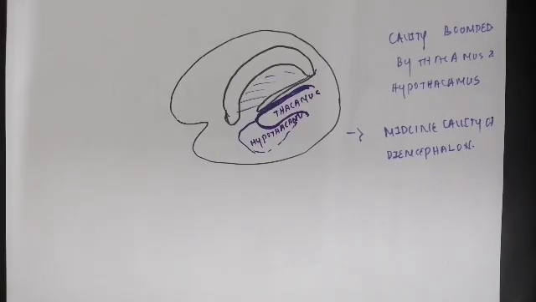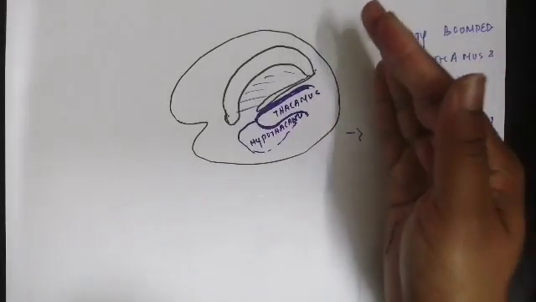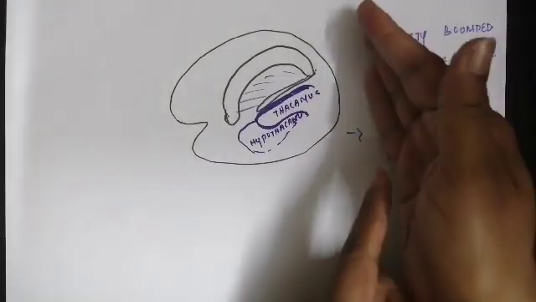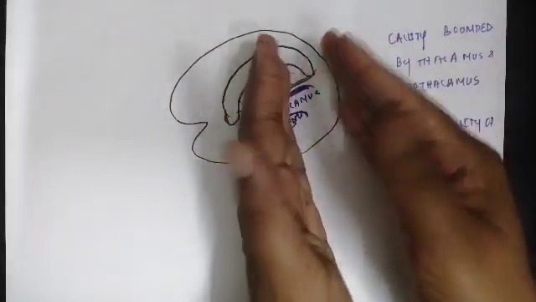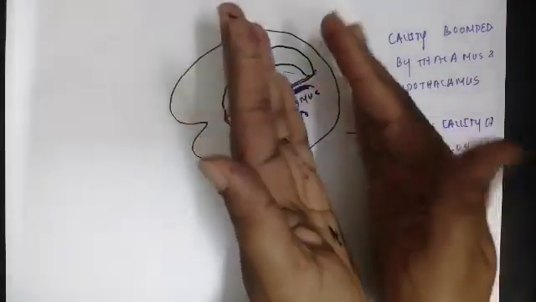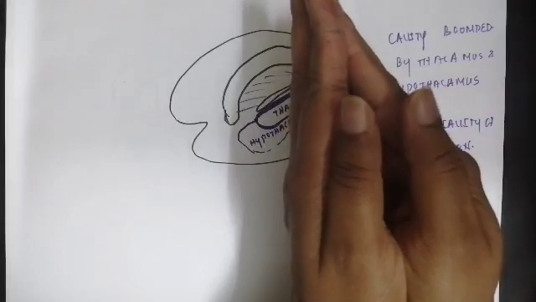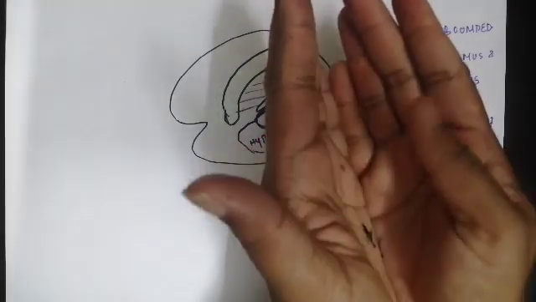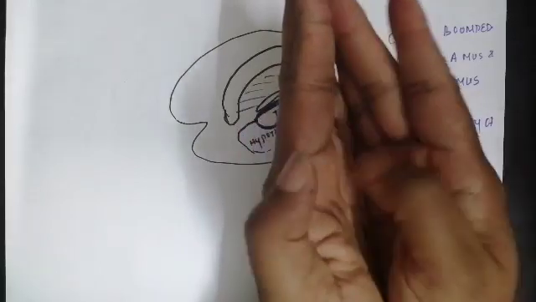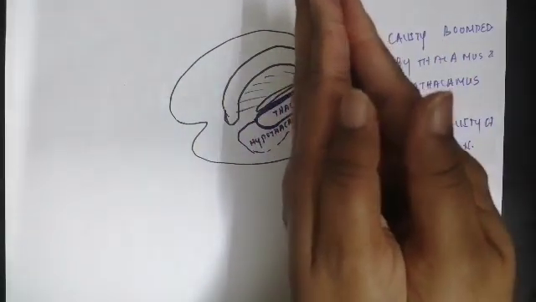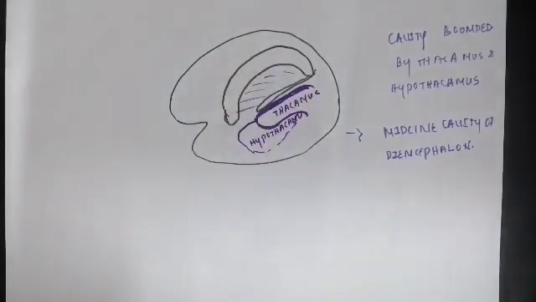So if you see, this is one cerebral hemisphere, and you have the thalamus and hypothalamus here, and this is another cerebral hemisphere. You have thalamus and hypothalamus here. Between the thalami and hypothalami on both sides, there is a slit like cavity here. This slit like cavity is known as the third ventricle. So this is a narrow slit like cavity present between the two thalami. So that is the introduction of the third ventricle.